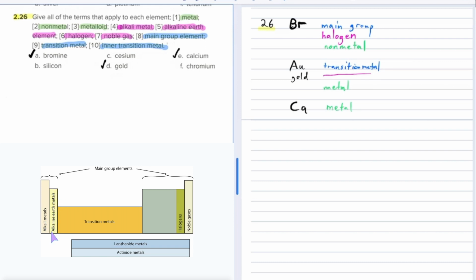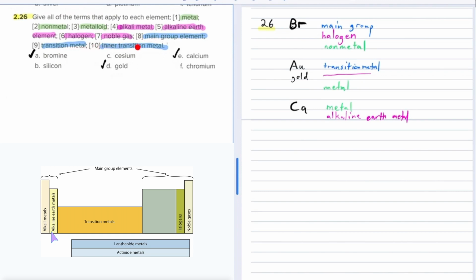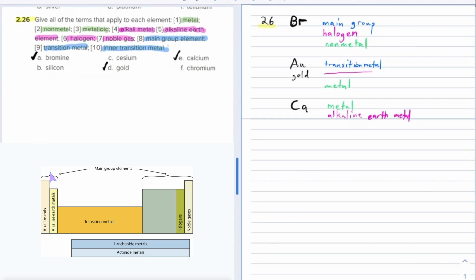So I'll write alkaline earth metal. And then finally, is it a main group element, transition metal, or inner transition metal? You remember what those are? This tells you what the main group elements are. They're these guys over here and those guys over there. The transition metals are right here, and the inner transition metals are right there. So calcium is a main group element. And I'll write that: main group element.